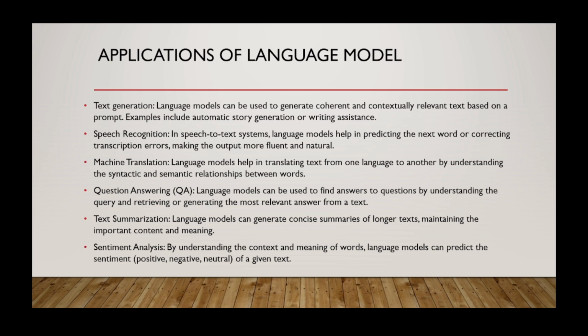Machine translation: translating text between languages naturally. Question answering: finding the best answer to a question from a text. Text summarization: shortening long text while keeping key ideas. Sentiment analysis: determining if a text is positive, negative, or neutral.